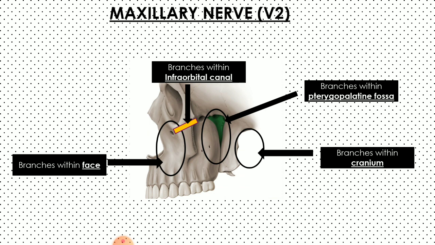So the maxillary nerve branches into four areas. First is the cranium, then it comes into the pterygopalatine fossa. From the pterygopalatine fossa it enters into the infraorbital canal, and from the infraorbital canal it exits through the infraorbital foramen over the face. So: cranium, pterygopalatine fossa, infraorbital canal and face. In these four areas, the maxillary nerve gives multiple branches.